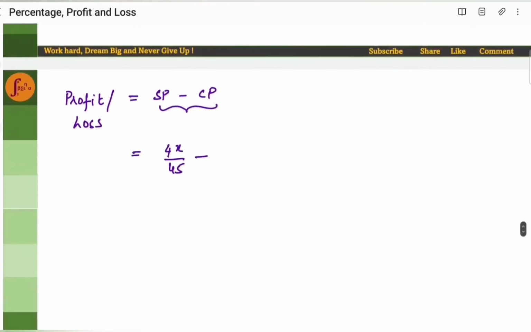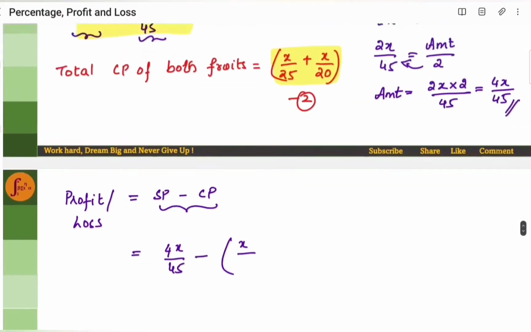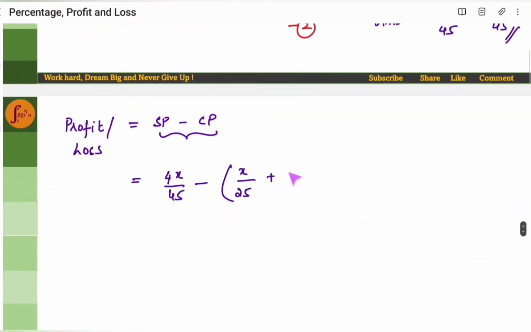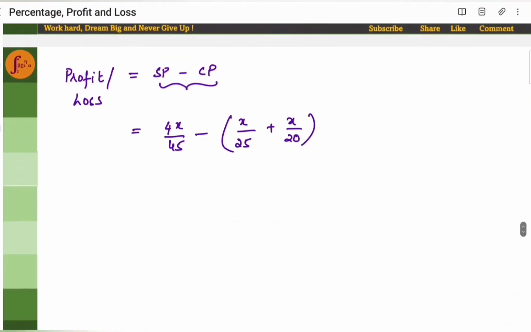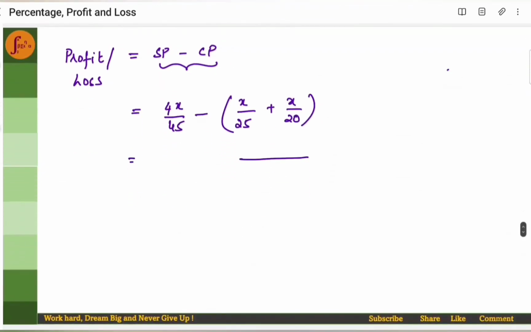minus x by 25 plus x by 20. Now if I take the LCM here, the LCM between 25 and 20: 5 5s are 25, 5 4s are 20. So 25 4s are 100. 100 is the LCM. If I have to get 100 as the LCM, how many times should I multiply the denominator?